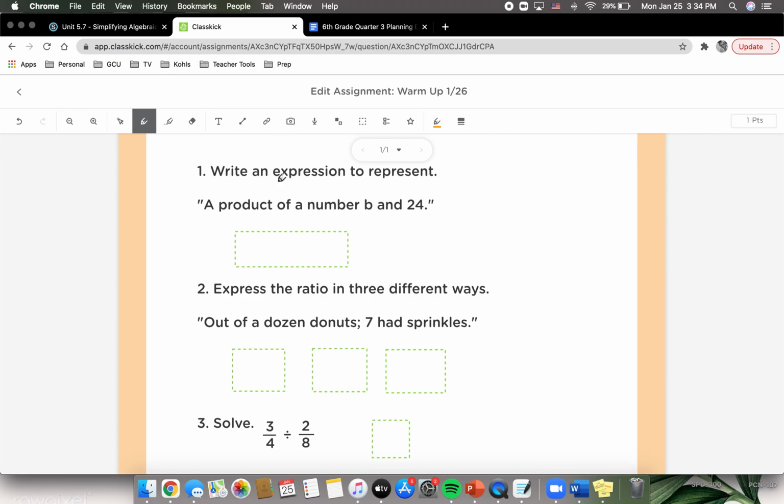Looking at number 1, it says write an expression to represent a product of a number b and 24. So we have b and 24, and product means we got to multiply. So our expression would be 24 times b.